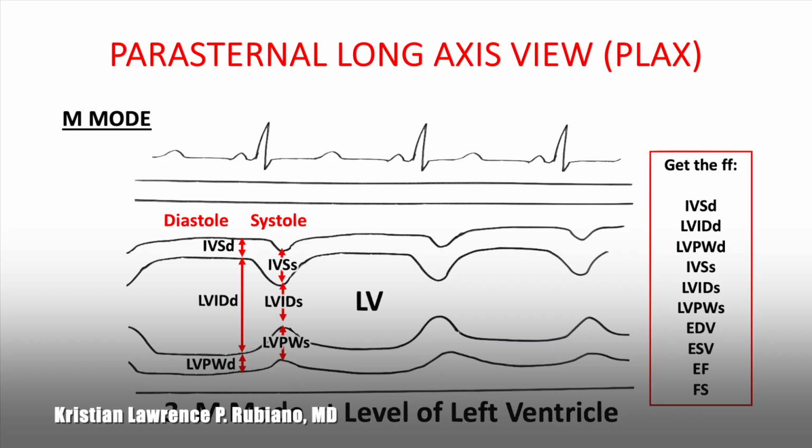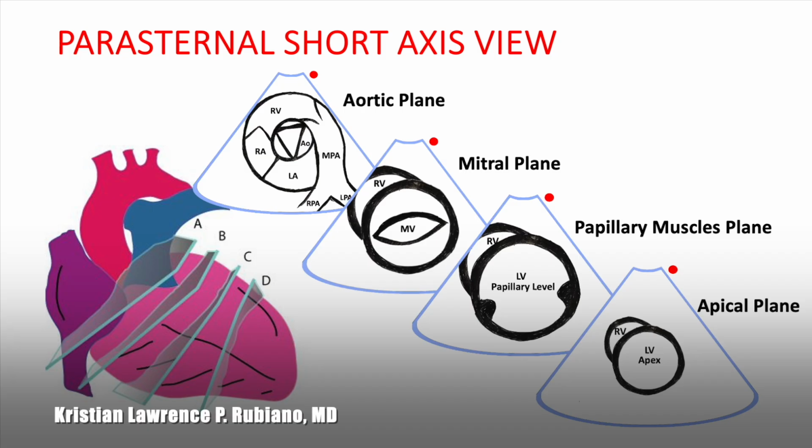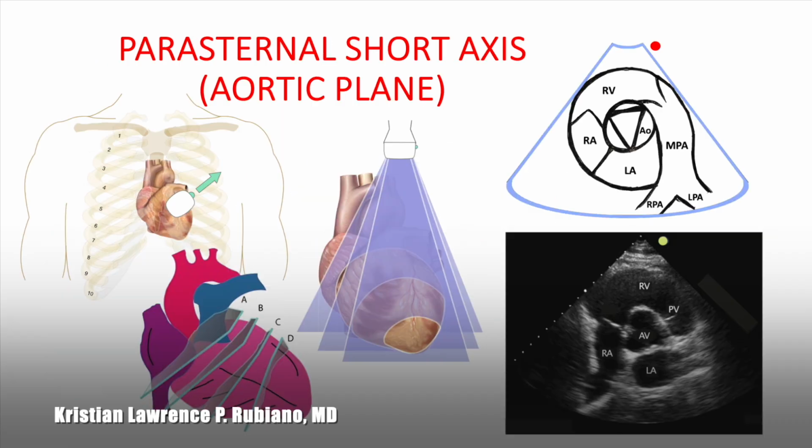Now we proceed with the parasternal short axis view, or the PSAX. The patient is typically in the left lateral decubitus position, which helps to bring the heart closer to the chest wall for better imaging. Just like in the parasternal long axis view, the echo probe is placed at the left sternal border, usually in the second, third, or fifth intercostal space.